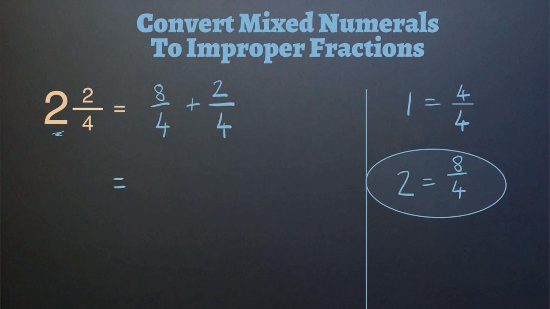2/4. Now, since we're adding up quarters with quarters, we know our answer will also be in quarters. And we've got 8 plus 2. We know 8 plus 2 more is 10. So we've got 10/4. And that's our improper fraction. So what I've written here is 2 2/4 is the same as 8/4 plus 2/4, which is the same as 10/4.